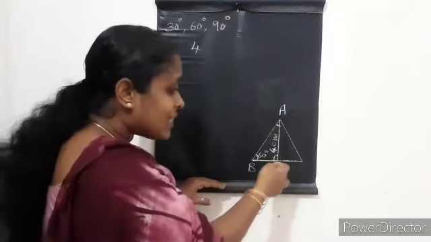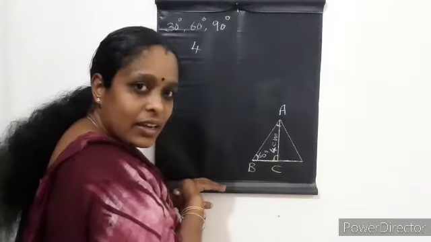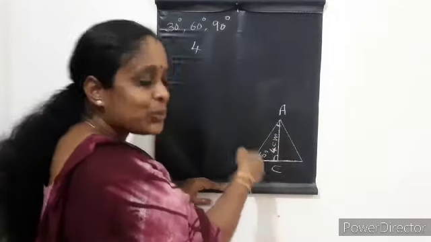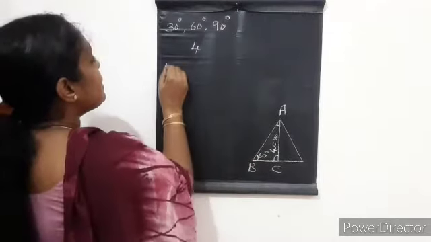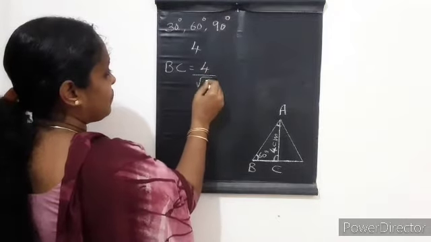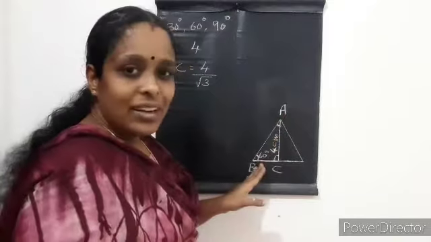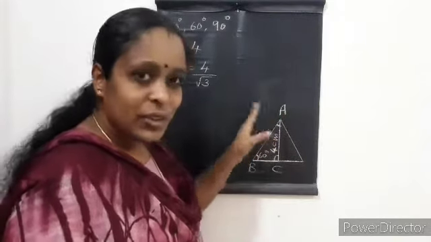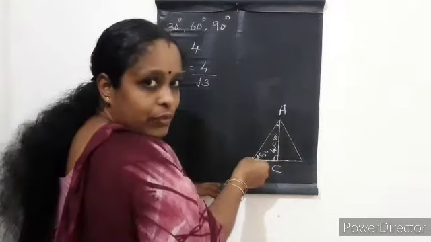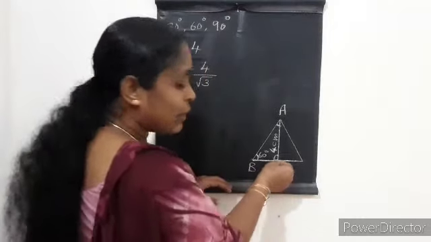Here AC is given. So how can we calculate BC? Yes, you are correct. We divide 4 by root 3. So BC is equal to 4 by root 3. Now we want to find one side of this equilateral triangle. So here we find the length of AB. This length is 4 by root 3.